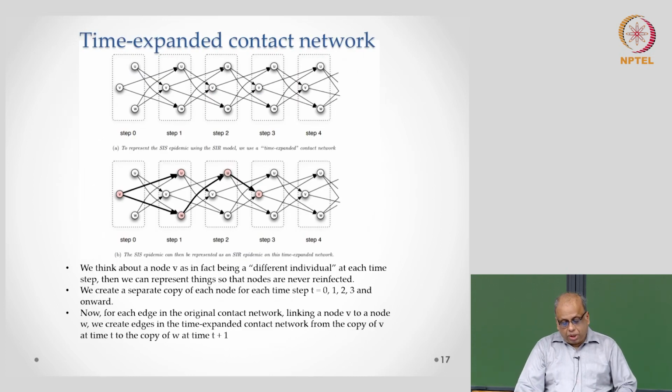Okay. And the SIS model can be converted to the SIR model by an expanded network. What you can do is, once a person has got the disease, you create a new copy of that node, and that way we can have the same model representing both SIR and SIS. Okay.